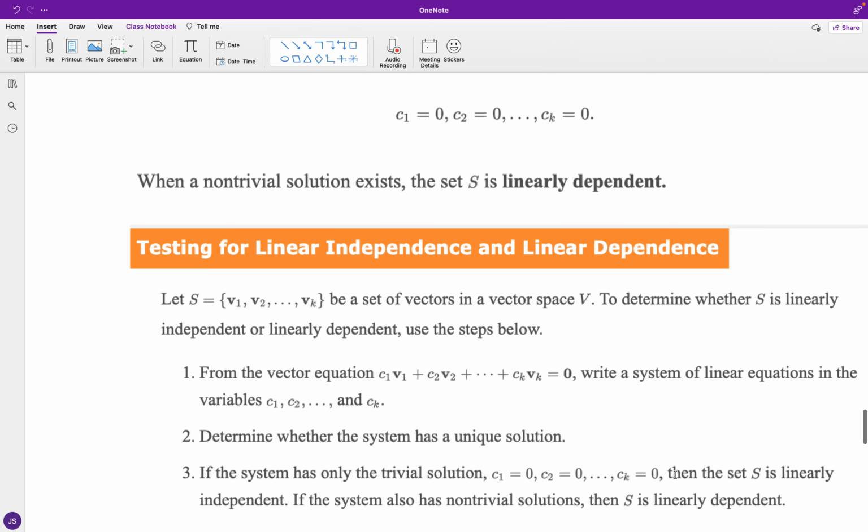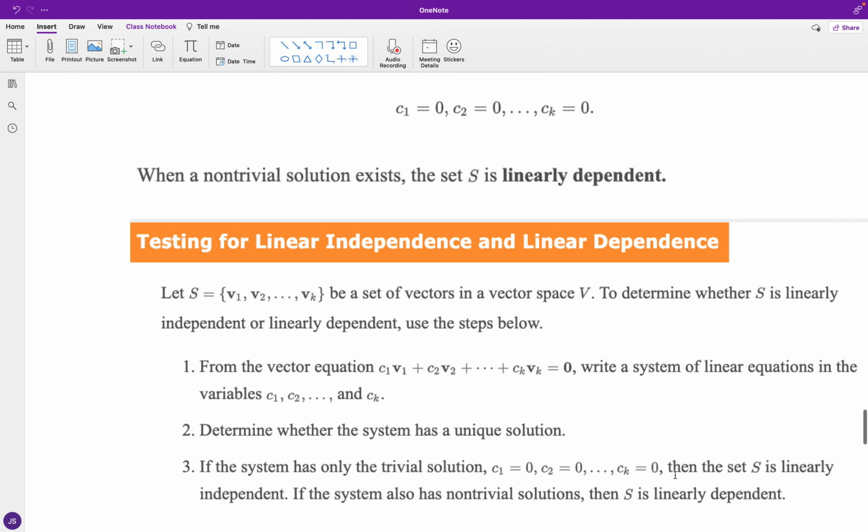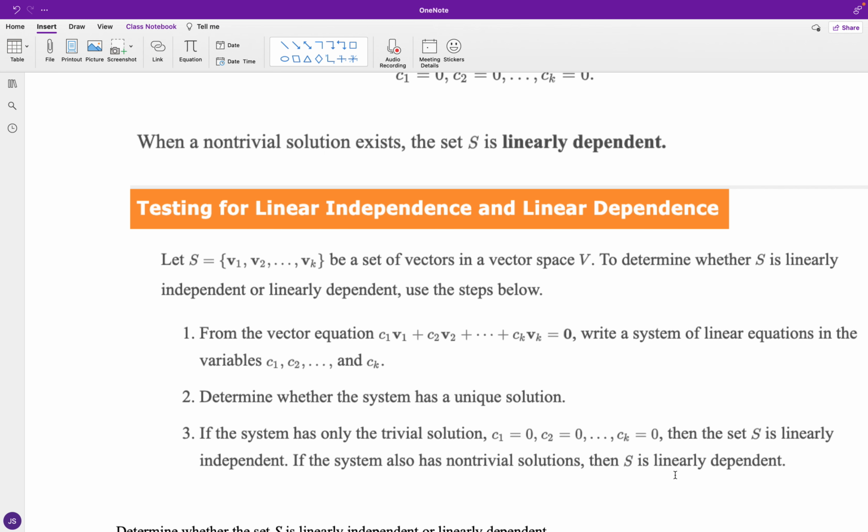say we have the same set S of vectors in a vector space V, and to determine whether S is linearly independent or linearly dependent, consider the following. First, from the vector equation c1v1 all the way out to adding ckvk equal to 0, write a system of linear equations in the variables c1, c2, and ck, and determine whether the system has a unique solution.